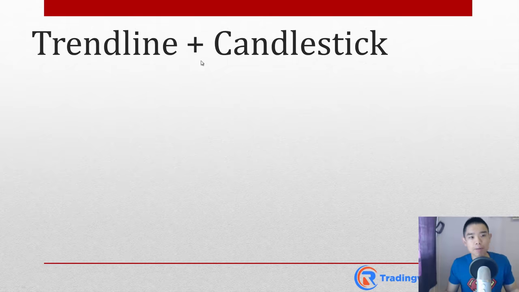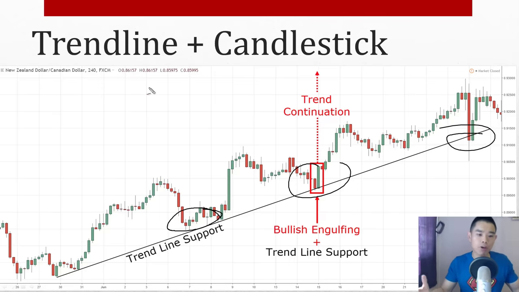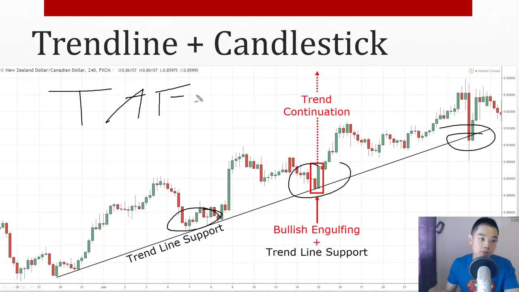Another example, trend line plus candlestick, right? So again, trend, the trend is up, okay? Trend line acting as an area of value, area of value, area of value, okay? Bullish engulfing serve as an entry trigger to go long, right? So this is actually a framework that I have, you know, taught, right? So this framework is what I call the Tay framework, right? If you want to use this framework, it's very powerful to trade with the trend.